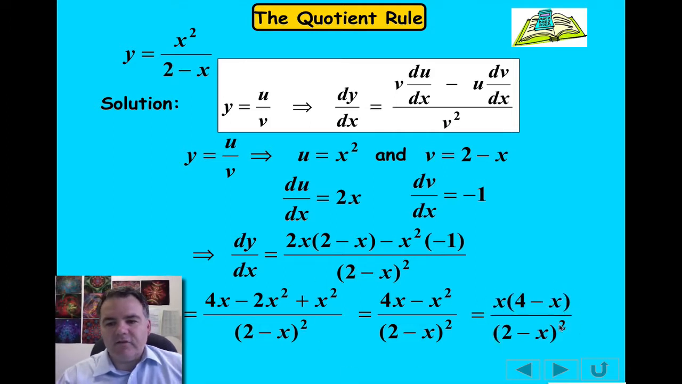So again, the slope of this curve is 0 when x is 0 or 4. And we've got something weird going on at x equals 2. Go back to the original function, you can see the function is not defined for x equals 2. That's it, that's the quotient rule.